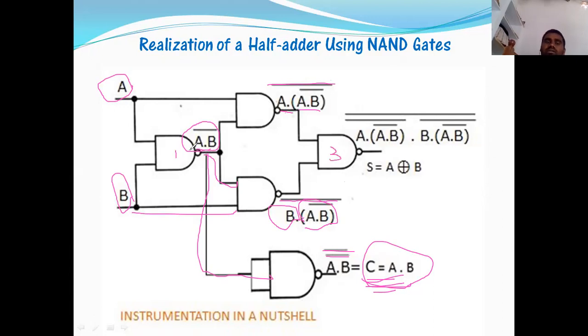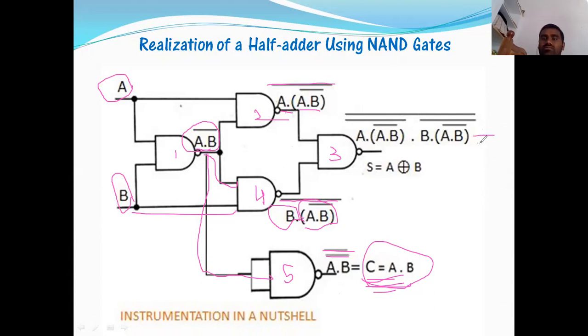Okay. So here we are using 1, 2, 3, 4 NAND gates, and another NOT gate which is represented by a NAND gate only. So further we are using 5 NAND gates for realization of the half adder using NAND gates. So these two NAND gates' outputs will be connected to this NAND gate, and we are getting the input output like this, A into B bar.